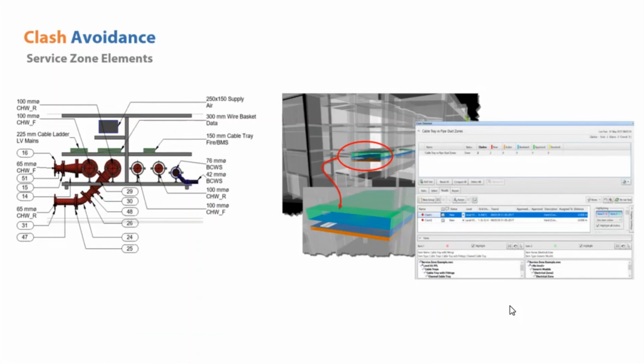The creation of service zones helps drastically reduce the chances of clashes between different MEP services. A proper service zone can be created either by using a mass or using generic models. Modelers can always keep their discipline within the proximity of their service zone area. The benefit of the mass is that it will always be hidden in the model views if the model authoring platform being used is Revit, and it can be utilized in Navisworks for checking clashes between two different service zones.